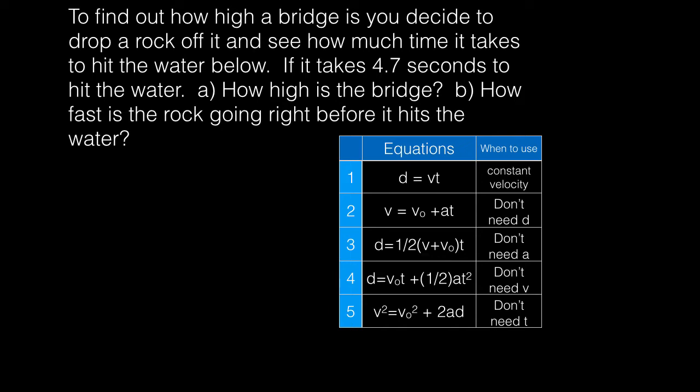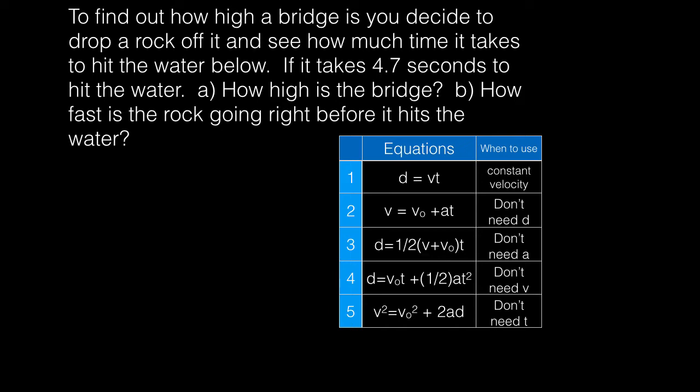It says, to find out how high a bridge is, you decide to drop a rock off it and see how much time it takes to hit the water below. If it takes 4.7 seconds to hit the water, A, how high is the bridge? And B, how fast is the rock going right before it hits the water?